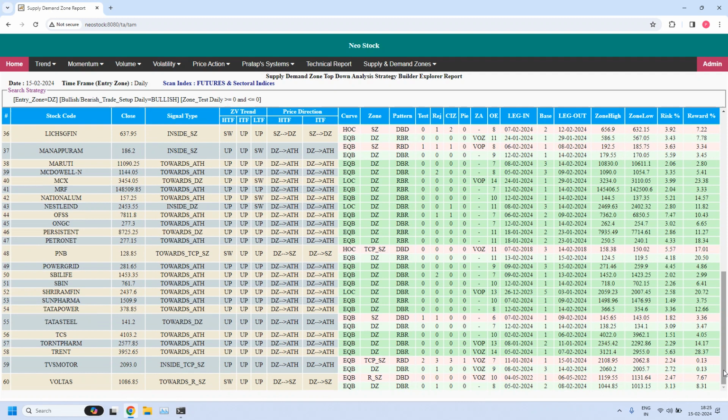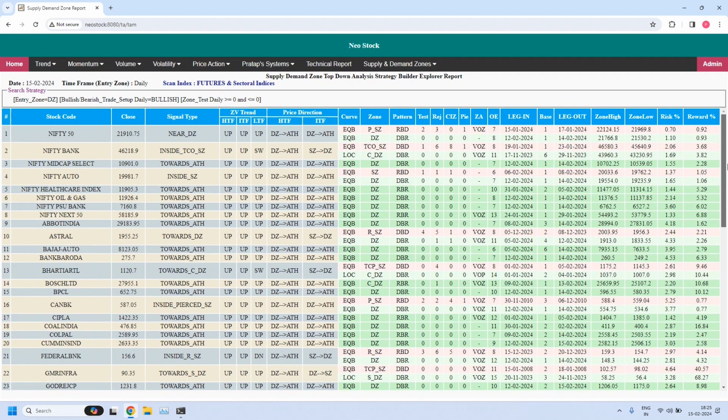What could be the best choice to filter further? We want more money, right? When we want more money, the reward should be more. So because this is a monthly income trade, let us set the stocks that are having a minimum 5% reward. So the last column in this report is reward. So the demand zone reward should be a minimum 5%.